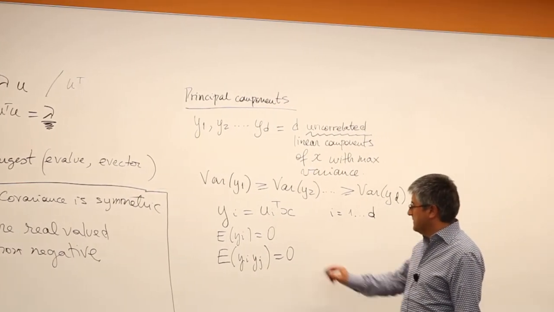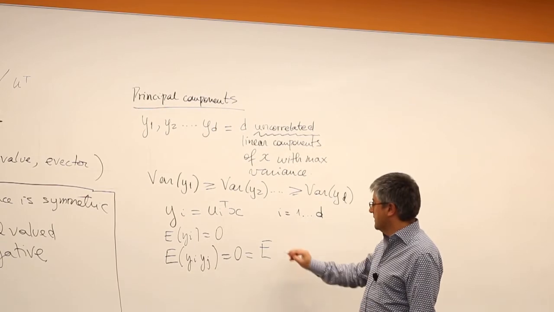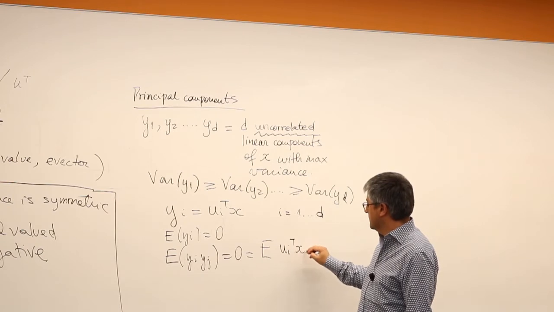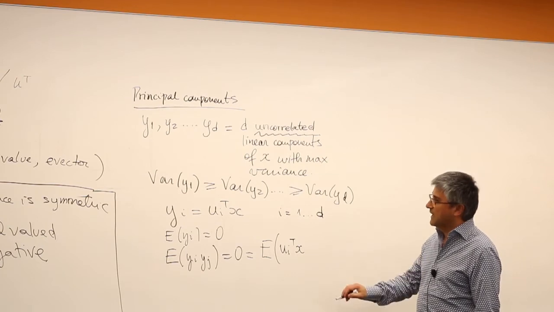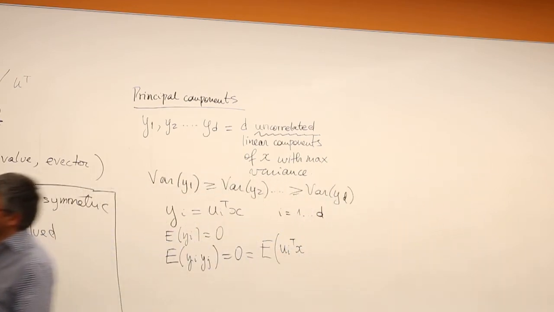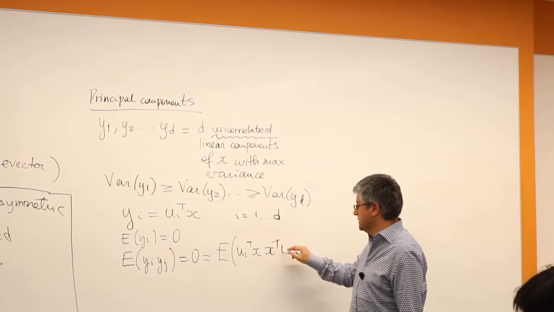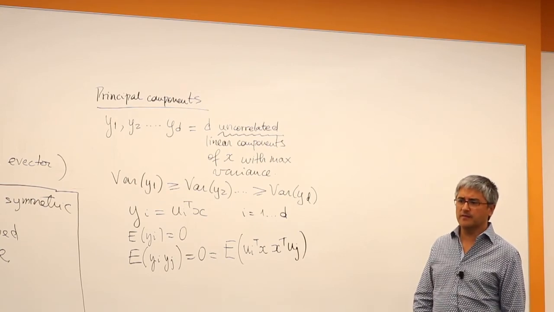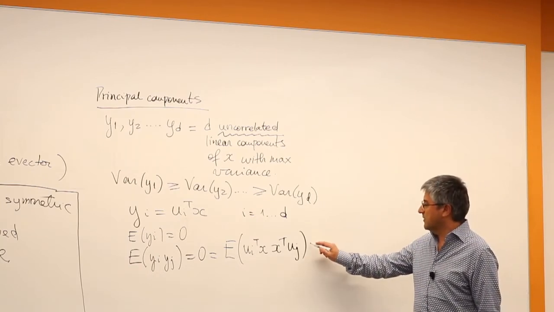Okay, so what does this mean in practice? Well, let me write it down. The expected value of what is y sub i? I've written it there. That's u sub i transpose x. Okay. Y sub j now. I'm going to do the same little tiny trick that I did before of putting the second piece backwards. Okay. So this is going to be x transpose uj. Everybody with me? Do you agree? Good.